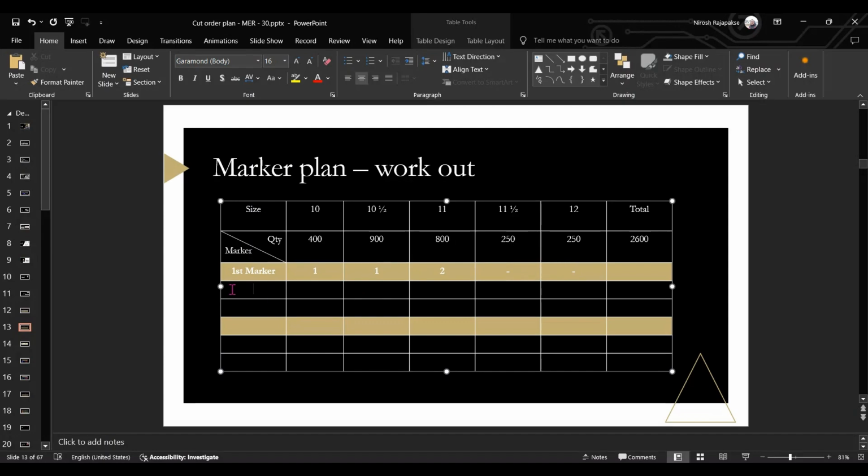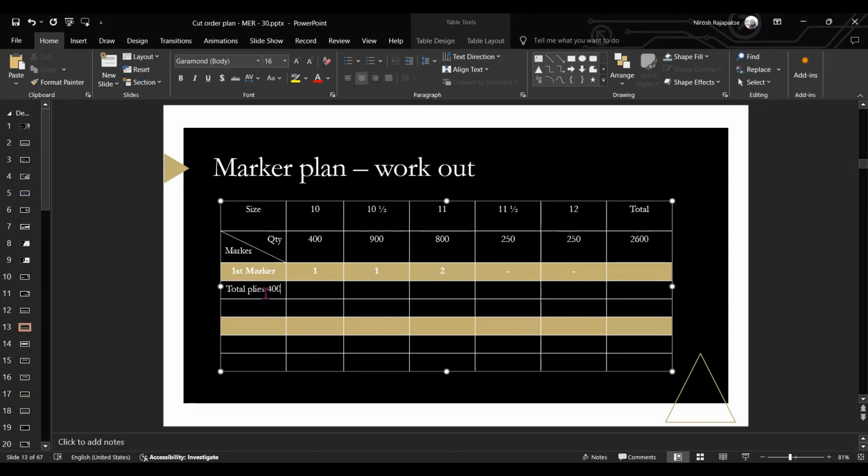Now we are going to plan to complete this quantity, this 400. This is the base. 400 pieces we have to make, and you have drawn only one piece in that marker. So total plies: 400. You have to lay 400 plies to complete this one.